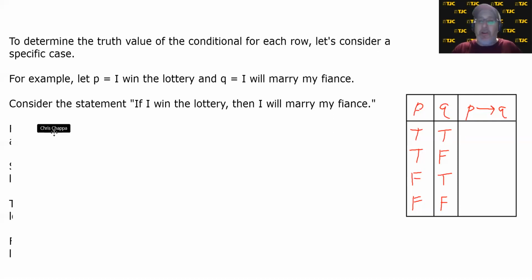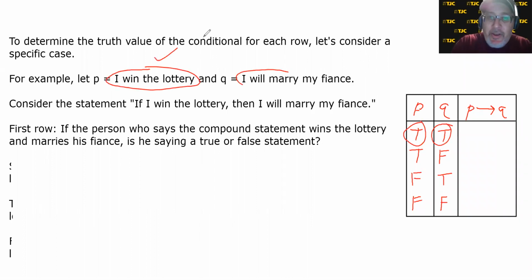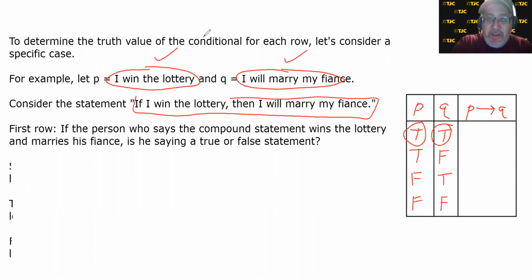All right, let's go row by row like we did before. The first row is when both are true. So I win the lottery is true. I won the lottery. I married my fiance. So if I win the lottery and then I married my fiance, was I telling the truth when I said, if I win the lottery, then I will marry you? Of course I did. I won the lottery. I followed up by marrying you. True.